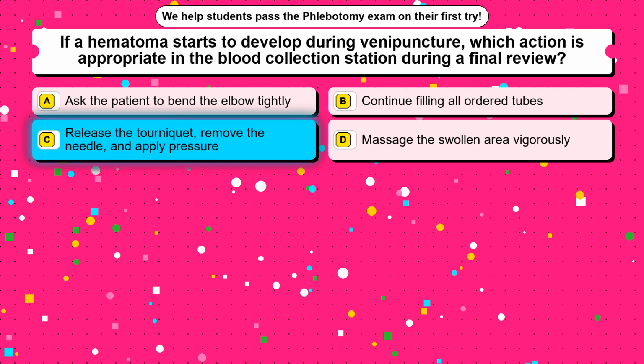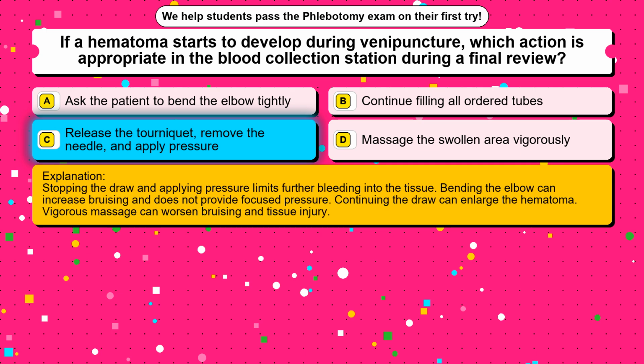The correct answer is option C. Release the tourniquet, remove the needle, and apply pressure. Stopping the draw and applying pressure limits further bleeding into the tissue. Bending the elbow can increase bruising and does not provide focused pressure. Continuing the draw can enlarge the hematoma. Vigorous massage can worsen bruising and tissue injury.